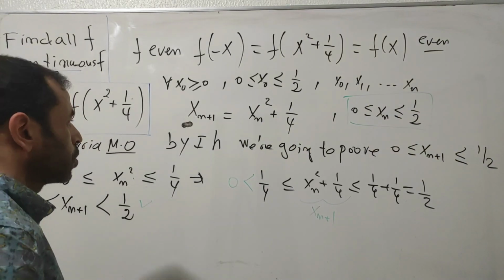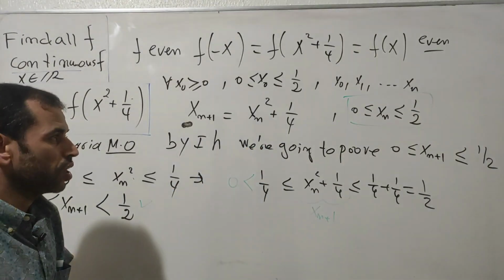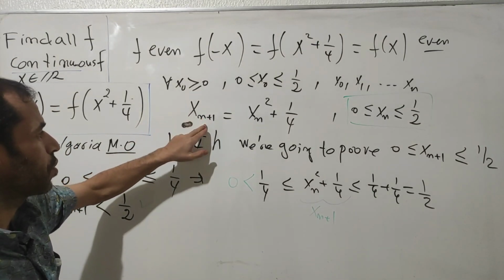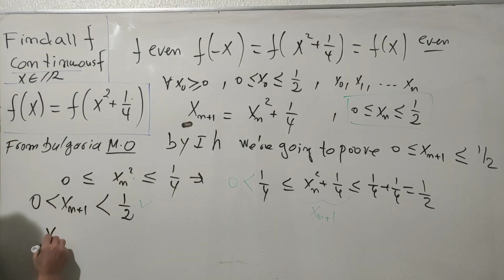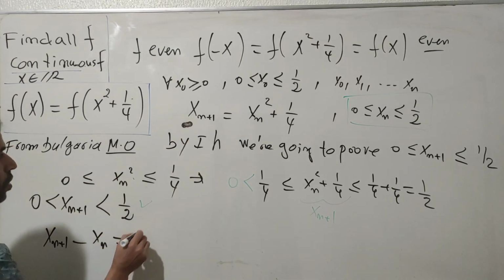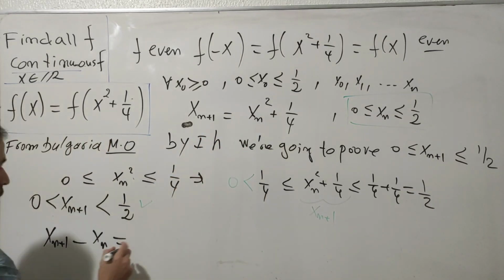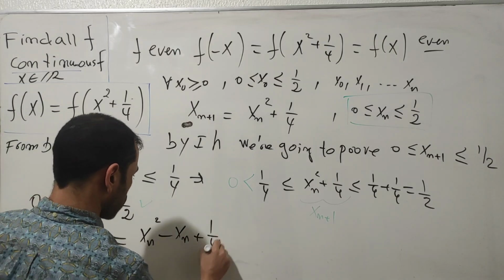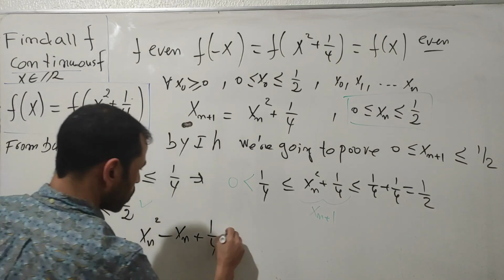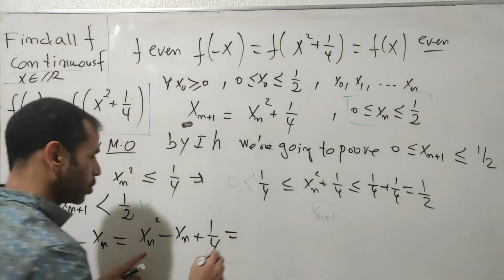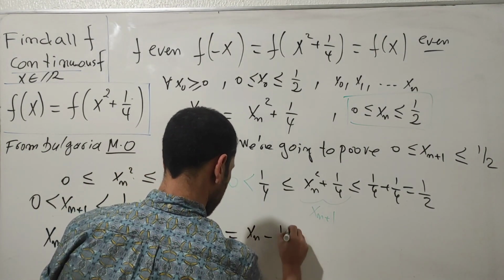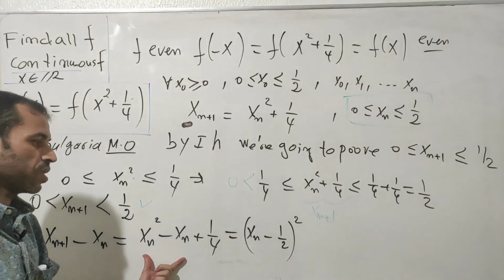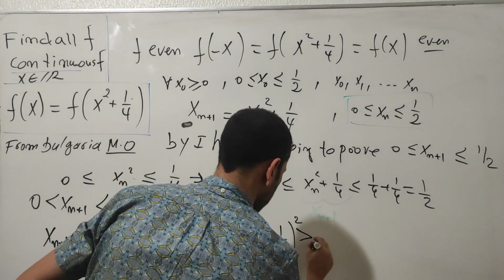So the next thing, we are going to show this sequence is increasing. We are simply going to calculate the difference x sub n plus 1 minus x sub n. Replacing this one into this one here, I get x sub n squared minus x sub n plus a quarter. Okay, so this one is going to give us a perfect square here, which is x sub n minus half squared. If I distribute, this one is going to give us this one exactly. Okay, so this one is superior to 0.